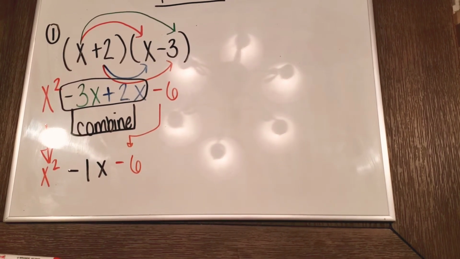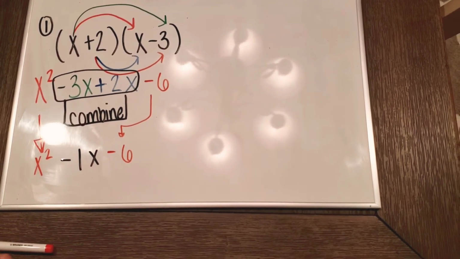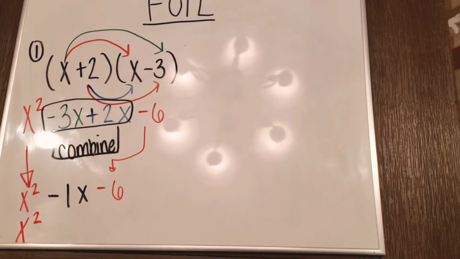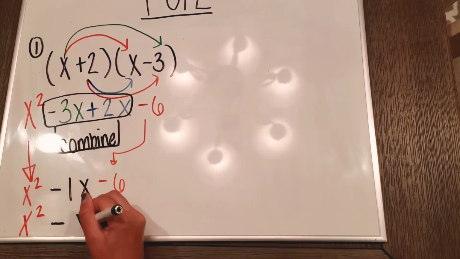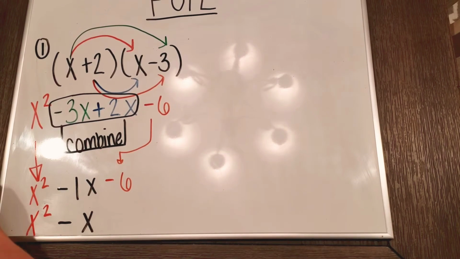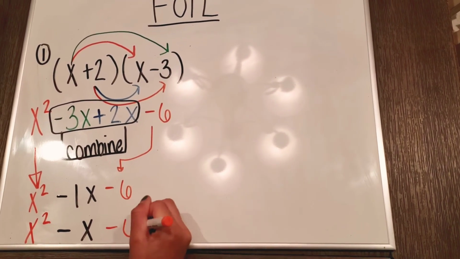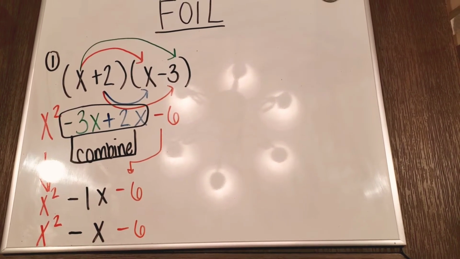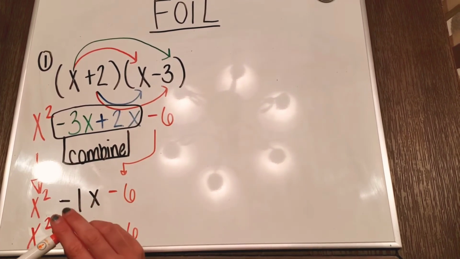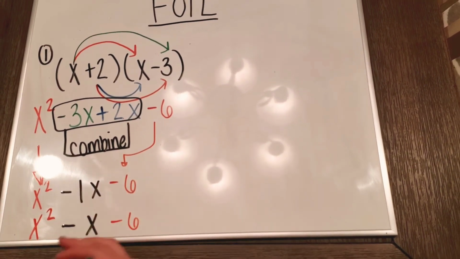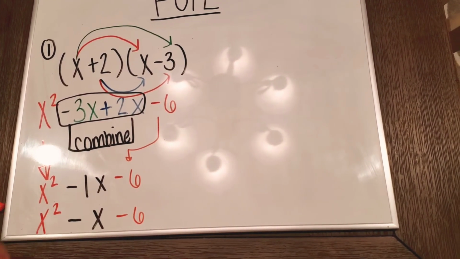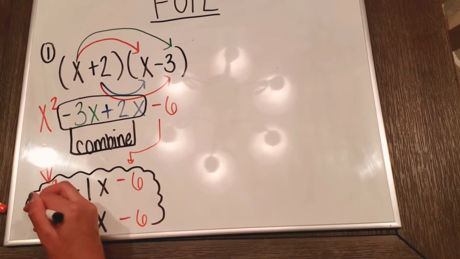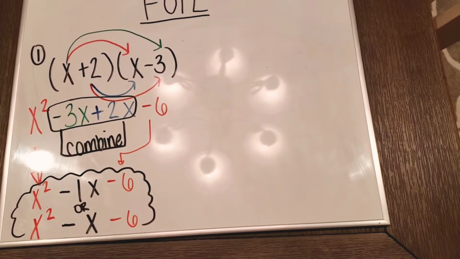Okay, something to realize is that on IXL, it's also going to be written like this: x squared minus x minus 6. Okay, negative 1x is the same as saying negative x. Just like when I say I have a pen or I have one pen, it represents the same thing. Okay, so as long as you can recognize both of these, you are good. Okay, I'll put an or here.